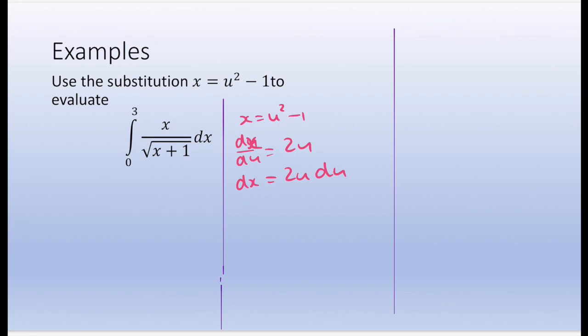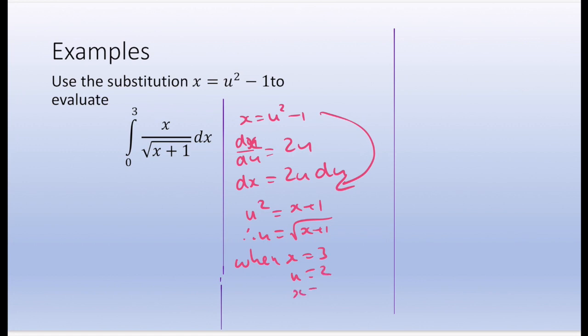Awesome. The next thing we'll do is sort something out for that. We're going to use the same process as we did in the last one. We've got u squared equals x plus 1, so therefore u equals the square root of x plus 1. And now I'm going to do my boundaries. When x equals 3, u equals what? It looks like it will be 2. When x equals 0, yeah, u equals 1.